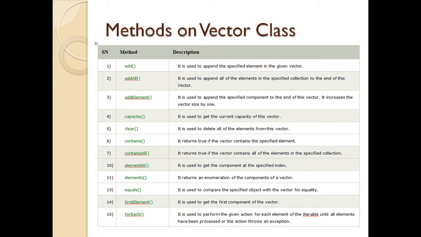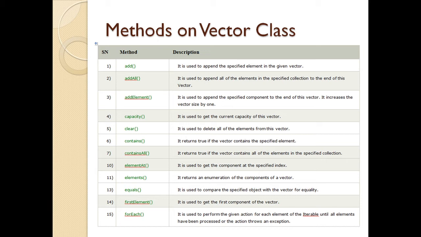The elements method returns an enumeration of the components of the vector. The equals method is used to compare the specified object with the vector for equality. firstElement method is used to get the first component in the vector. forEach method is used to perform the given action for each element of the iterable until all the elements have been processed or the action throws an exception.